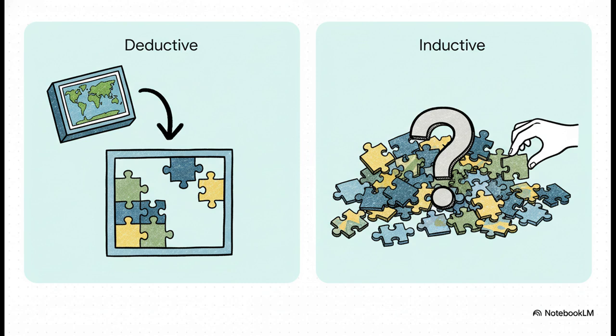Meaning, do you have a theory you want to test? If so, that's a deductive approach. You're using the pieces to confirm the picture. Or are you figuring out the picture as you go, letting the pieces themselves show you what the final image is? That's an inductive approach. And let me tell you, this choice you make right at the start shapes everything that comes next.